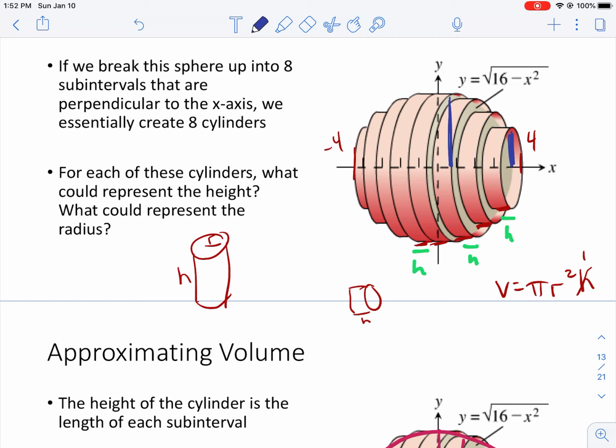So that's going to be a function, right? It's going to change depending on where you are looking. In fact, it's going to change as a function of x. Okay, so r is actually going to be this vertical distance here.